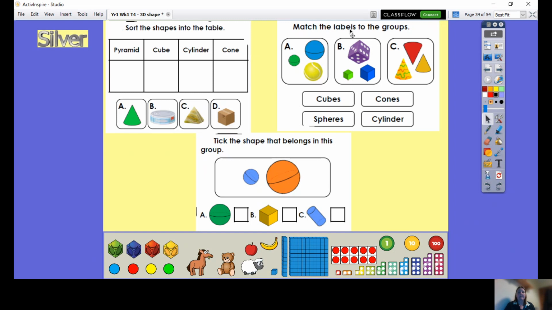And again here, match the labels to the group. So what is A? What are B? What are C? They've been sorted into groups, but what are all of those in there? And here you've got a group. So you've got A, B or C, which one of these shapes would fit in this group? So that's your silver activity.